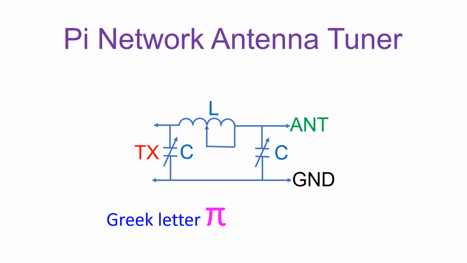If extra capacitance is needed, an additional fixed value capacitor can be added with a switch. Setting one capacitor to 0 converts Pi network to an L network. Pi network is used to match a radio with higher impedance to an antenna with a lower impedance.